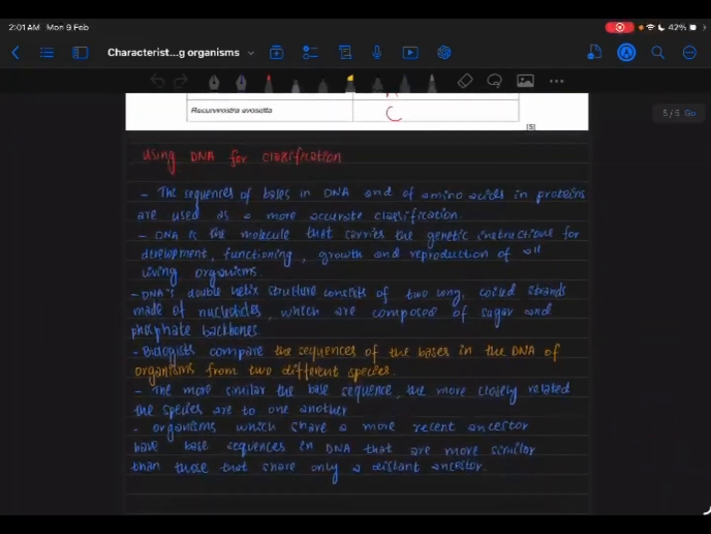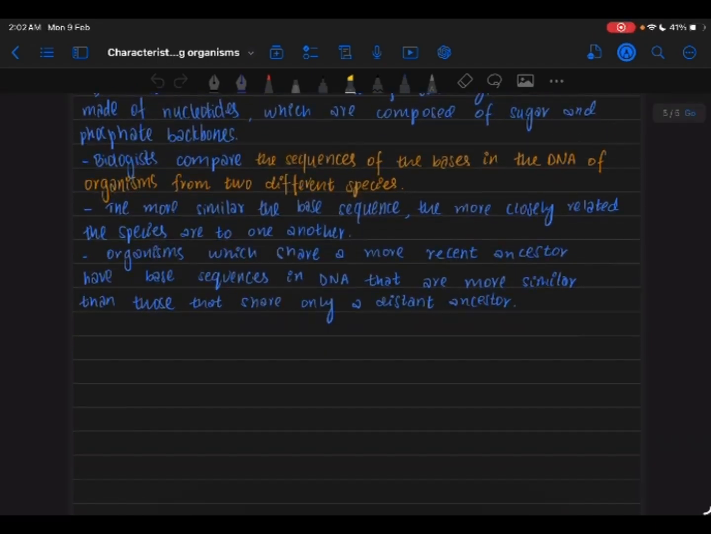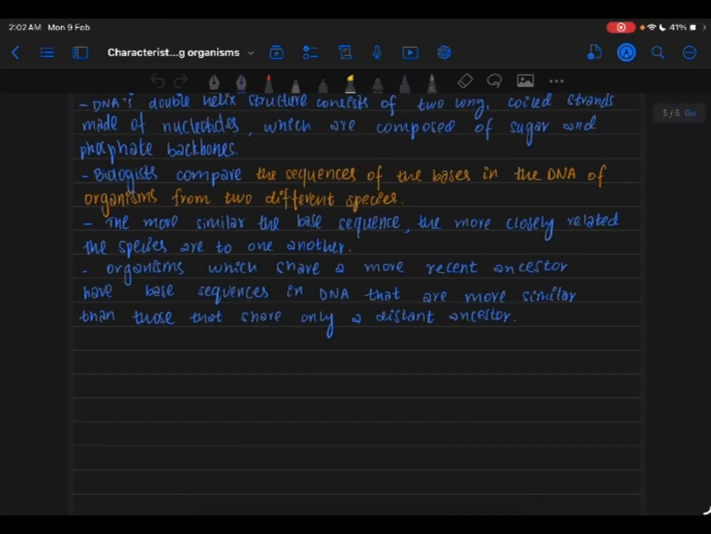So the sequences of bases in DNA and of amino acids in proteins are used as a more accurate way of classification. DNA is the molecule that carries genetic information for development, functioning, and growth. Basically, DNA is the head of them, the CEO of those, right? So this is the infamous structure of a DNA. I'm sure you guys have seen pictures of it. It's a double helix.